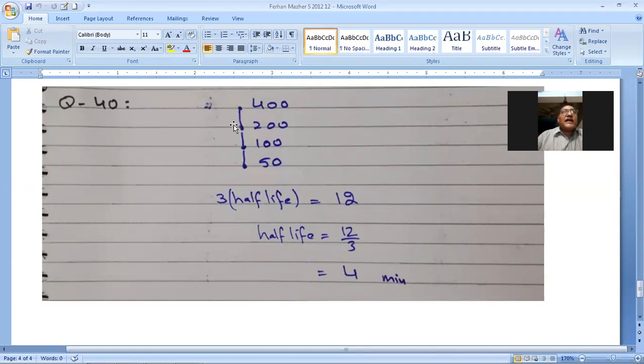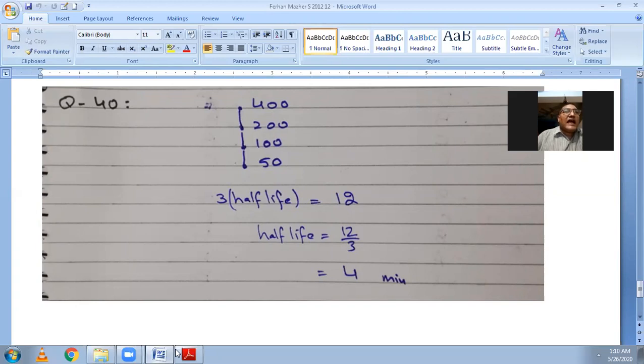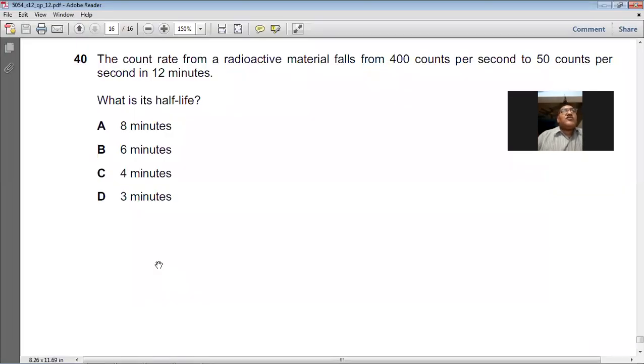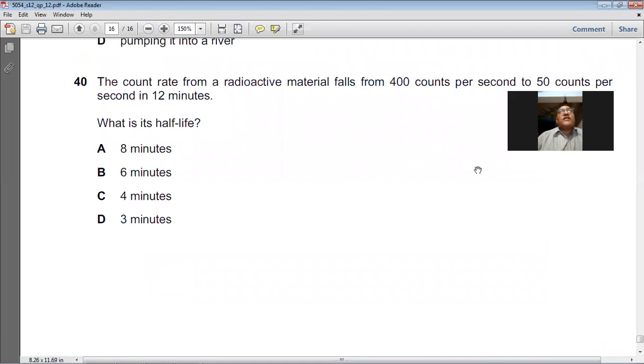How many half-lives? 1, 2, 3. But he says a total of 12 minutes have passed. So it means 3 half-lives equal 12 minutes. So one half-life will be 12 divided by 3, which is 4 minutes. So for question number 40, C is the option, 4 minutes. I hope you have understood it.